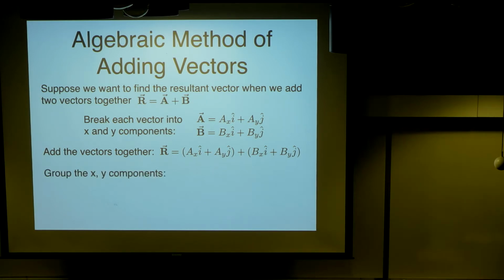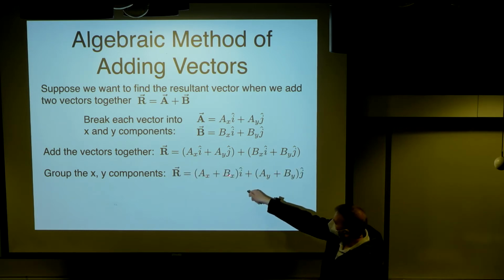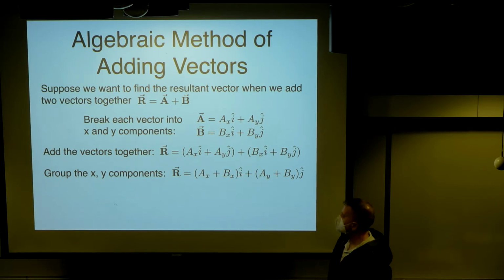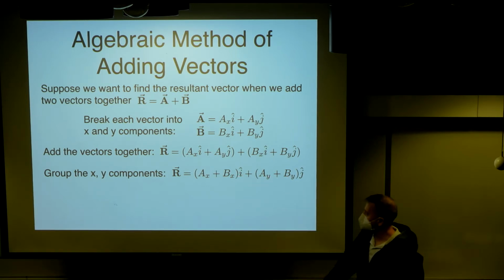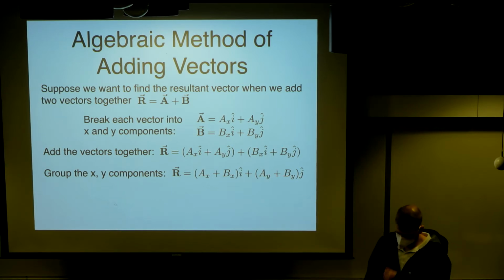In other words, we're grouping the X and the Y components. So I can group together ax and bx because they're both multiplying I hat and write it as ax plus bx times unit vector I hat. And I can do the same thing for the y components. I can say we have ay plus by times j hat.